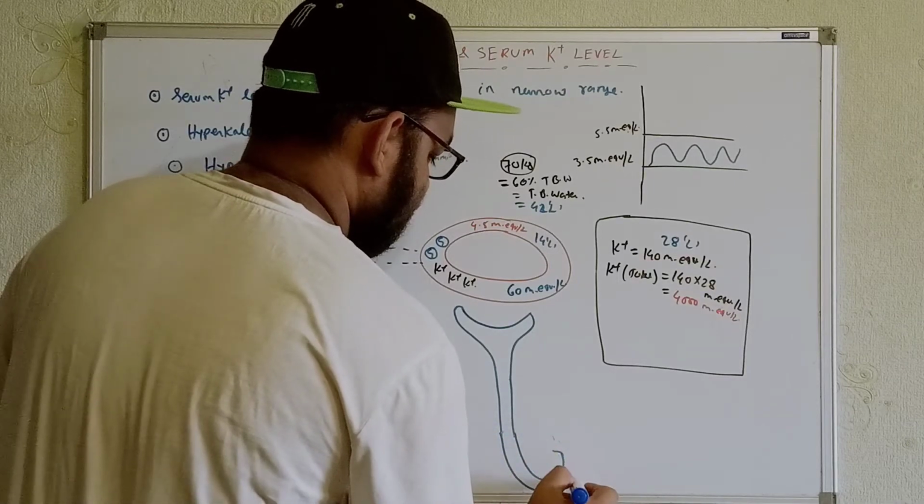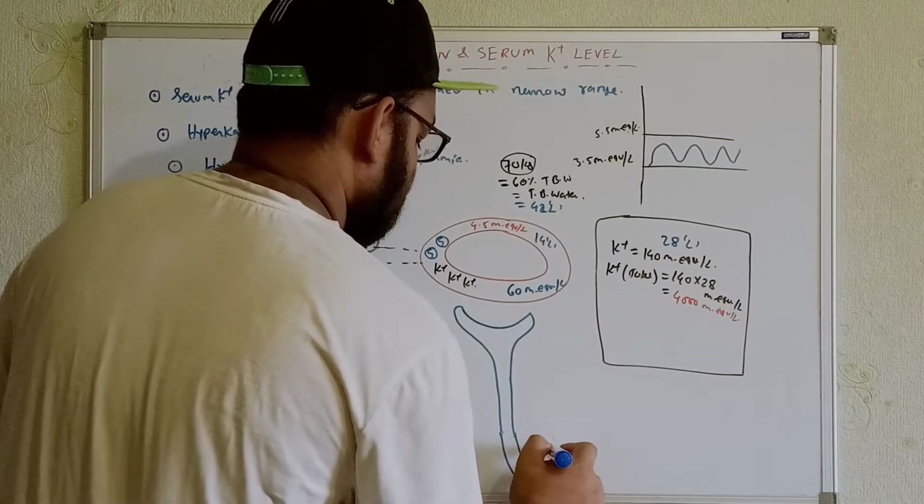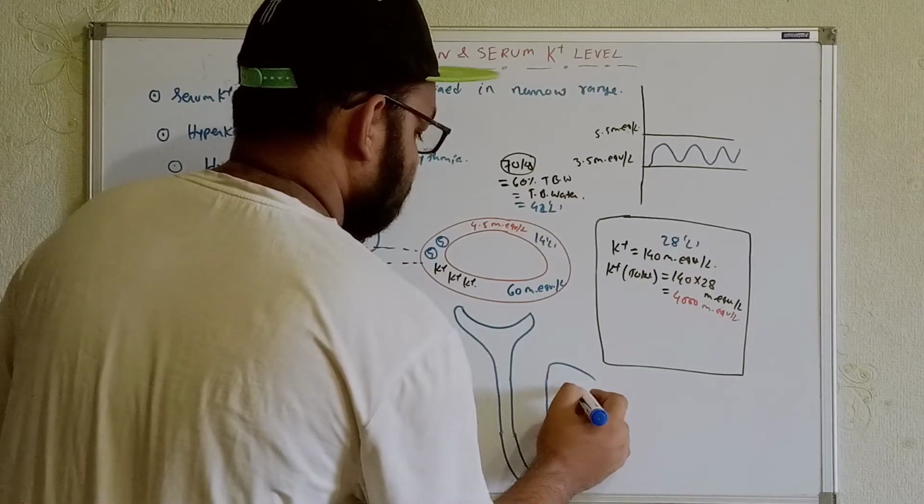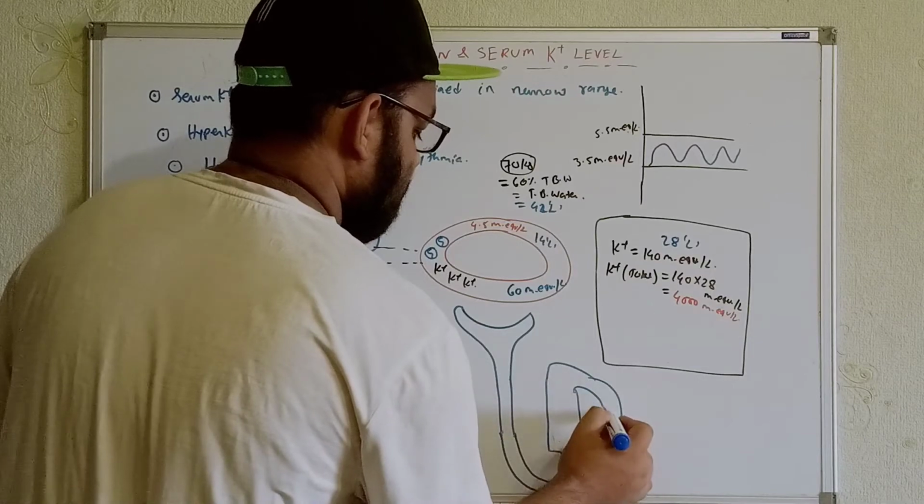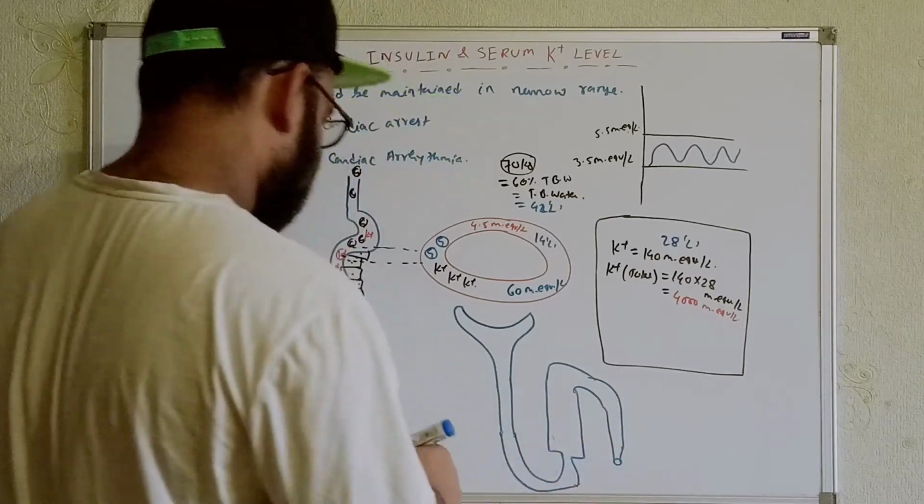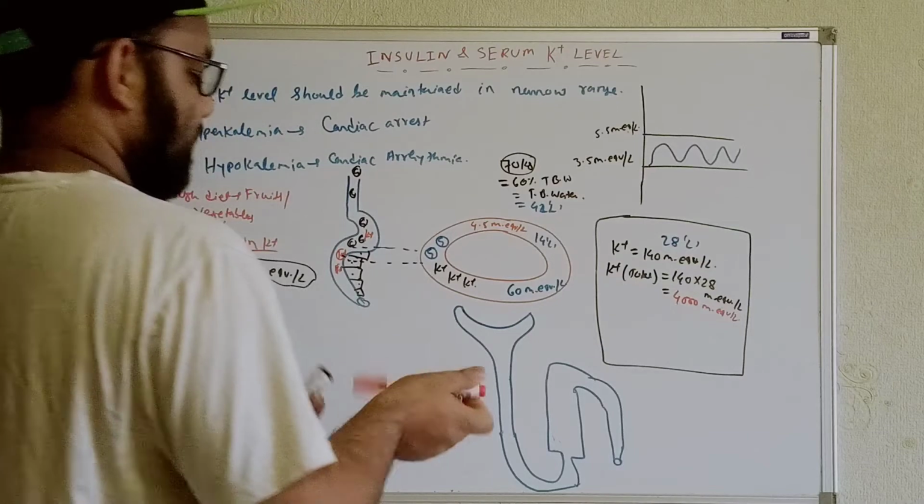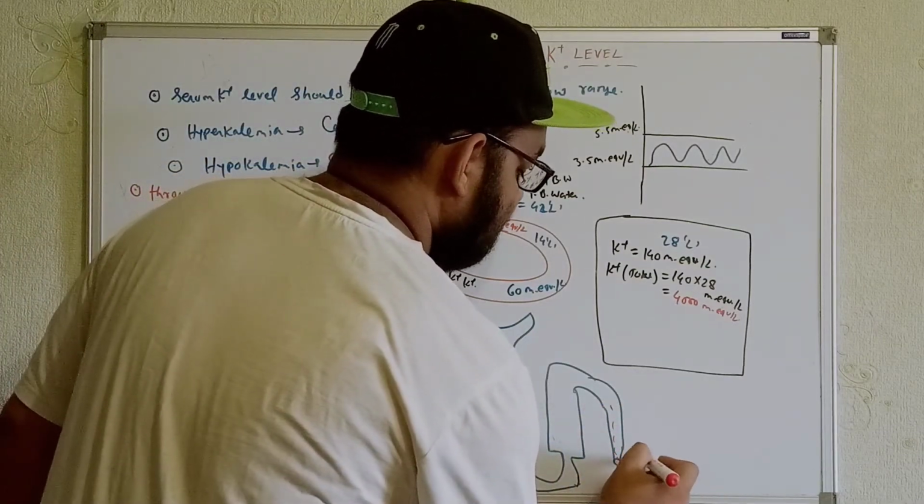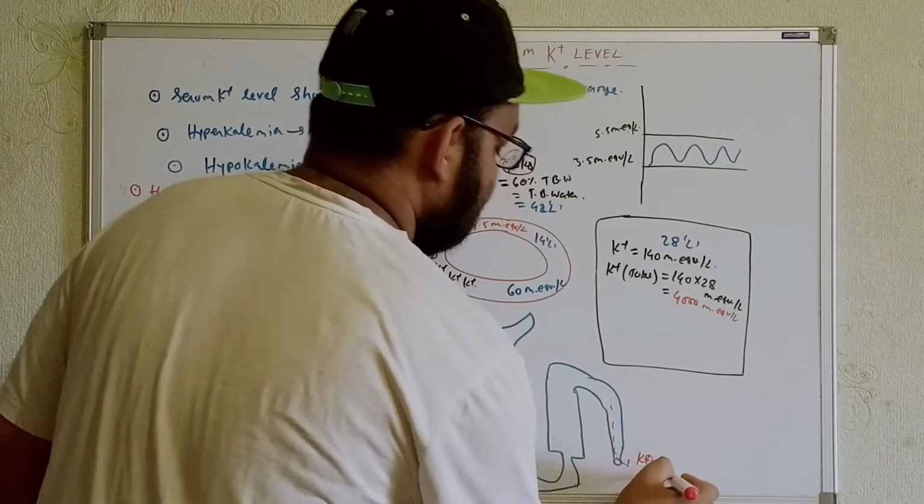draw it more properly. So what do we know? Through the kidney, this potassium will be expelled out. So the potassium through the kidney, what? The potassium will be expelled out.